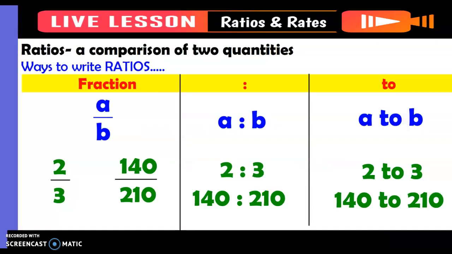As we can see, ratios are a comparison of two quantities. There are three ways to write a ratio. You can write it as a fraction, so 2 over 3, or 140 over 210. You can write it with the colon, A colon B, or 2 colon 3, 140 colon 210. Or you can write it with the word to, A to B, 2 to 3, 140 to 210. Keep in mind that order does matter. So whatever I say first comes first, or goes at the top of the fraction, which is our numerator.